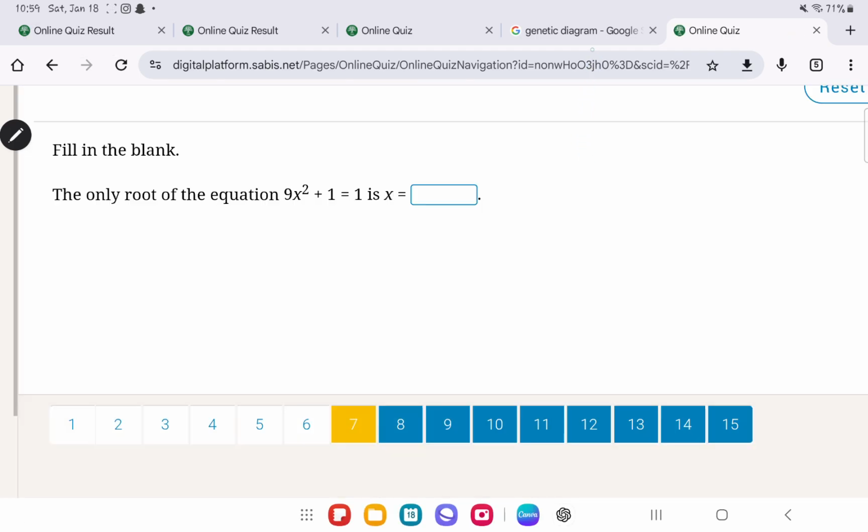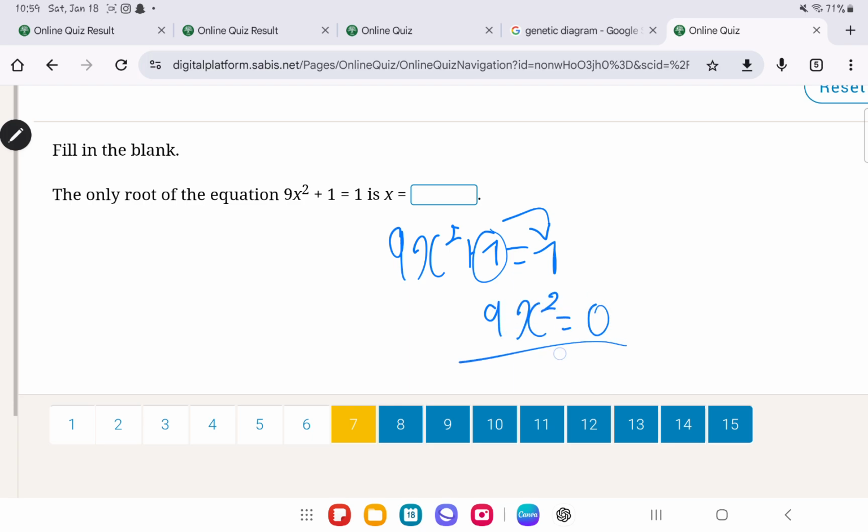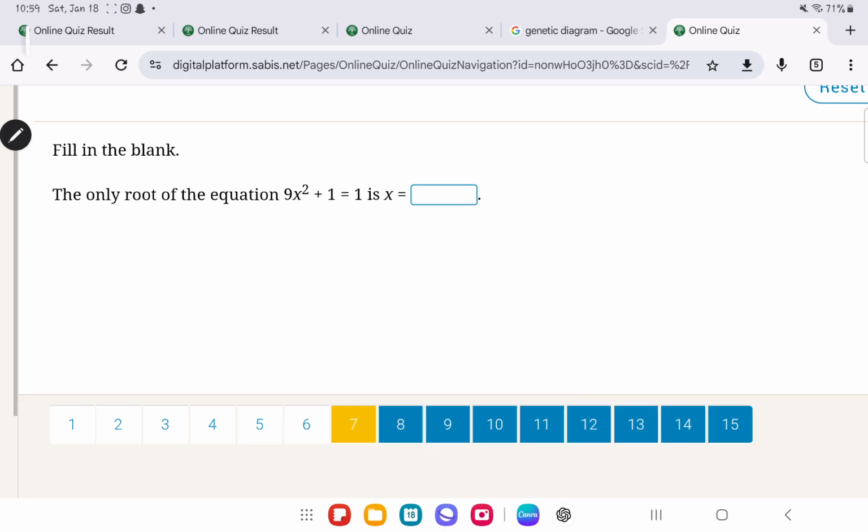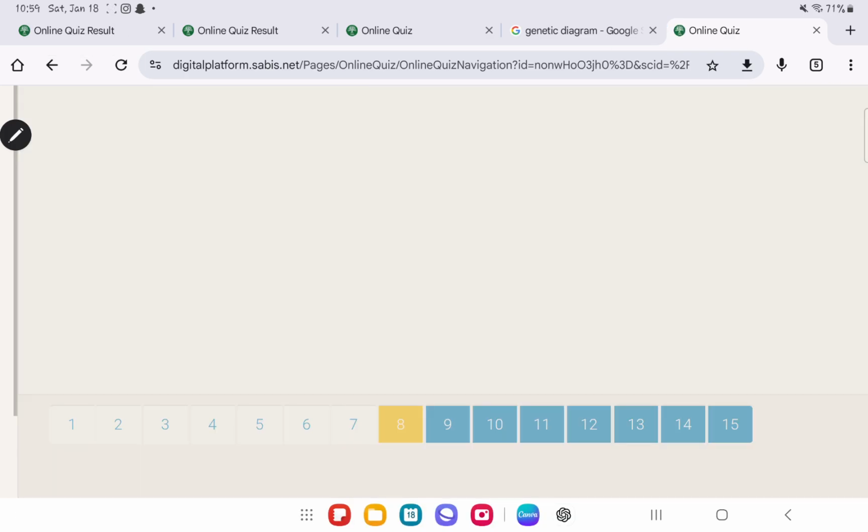Okay, so now we move on to question number 7. This as well is a very simple question. So 9x squared plus 1 is equal to 1. Move this to the other side. 9x squared is equal to 0. Divide by 9. X squared is equal to 0. So definitely x is only equal to 0. This is the only real root.